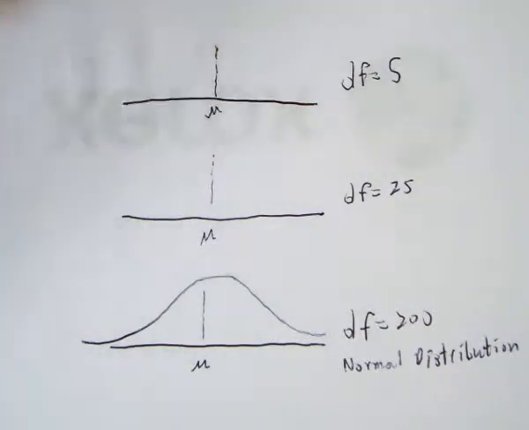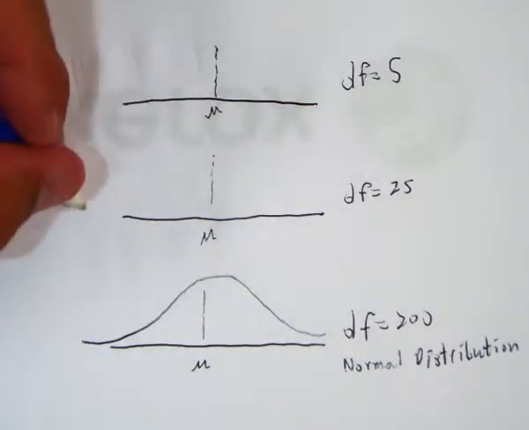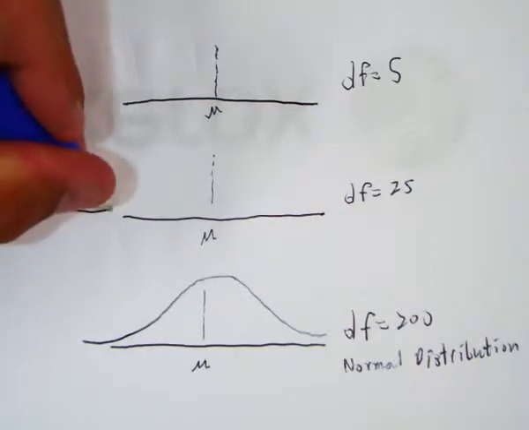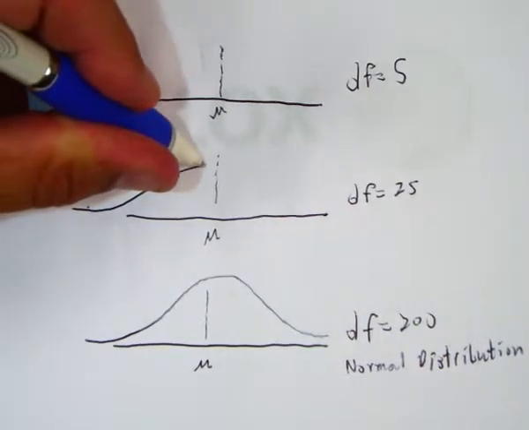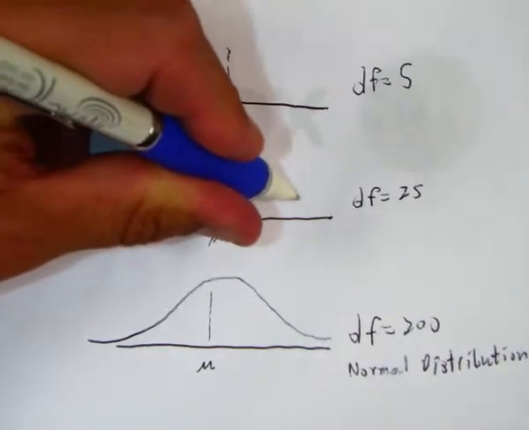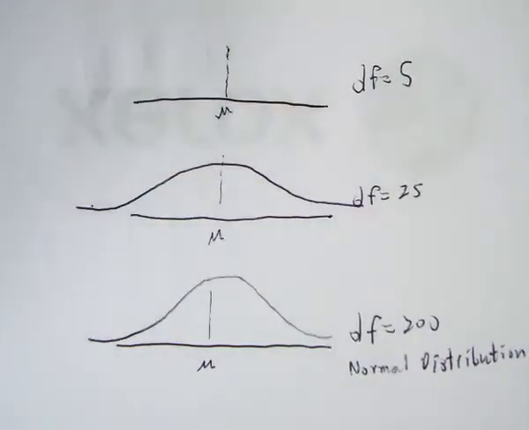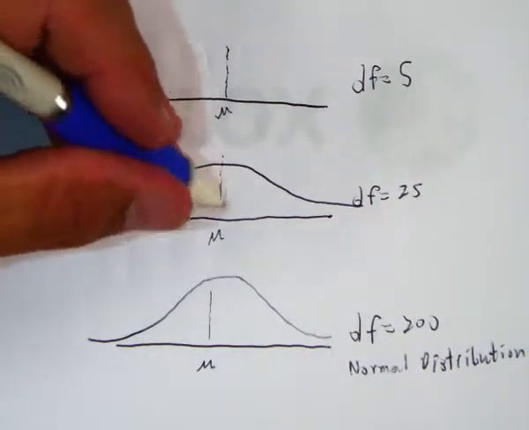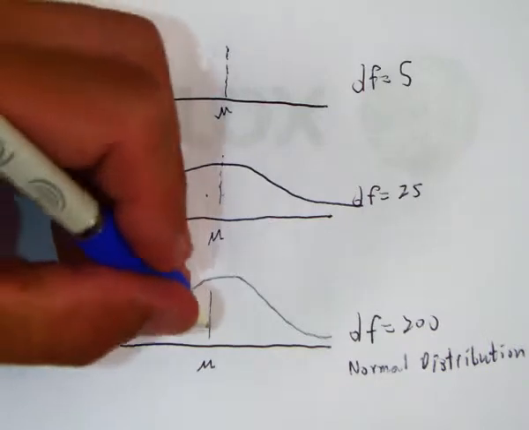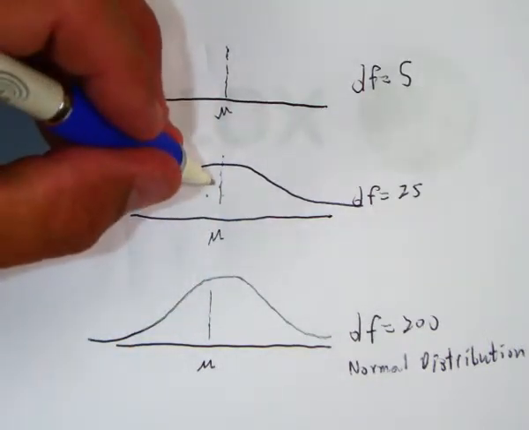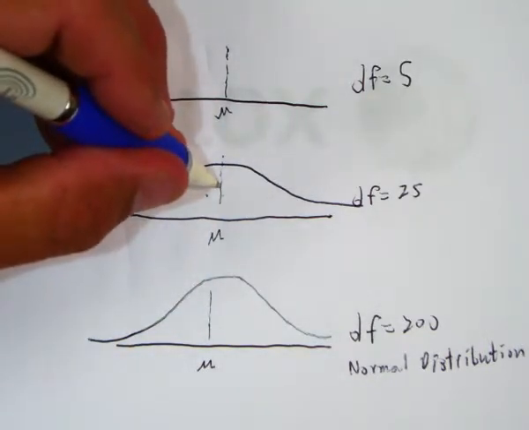Now, if I had 25 degrees of freedom, then what would happen is the tails would be wider and the center would be lower. So this has wider tails and a lower center than that, but it's still symmetric and the center is still in the same place.